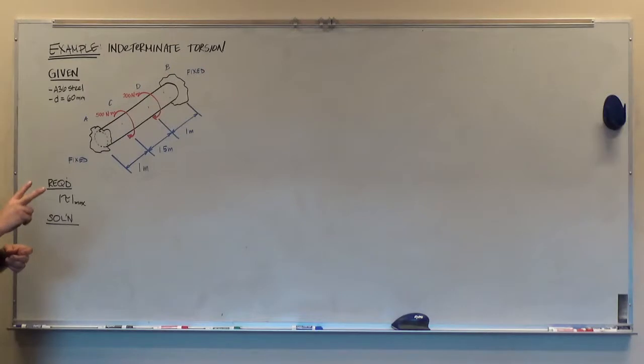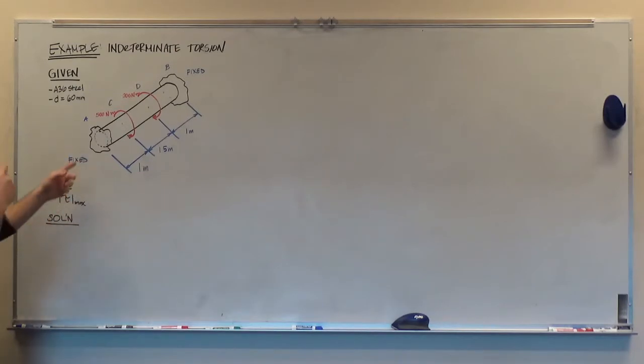So we have two different ways that we can solve indeterminate problems from Chapter 4. One is the force or flexibility method, where we remove a redundant support, and the other is the stiffness or displacement method. For this example, we're going to go over the force flexibility method, but you could solve this problem either way. And so to introduce the problem, here we have a circular shaft.